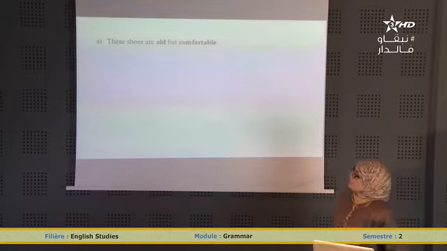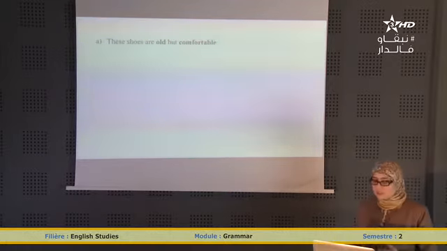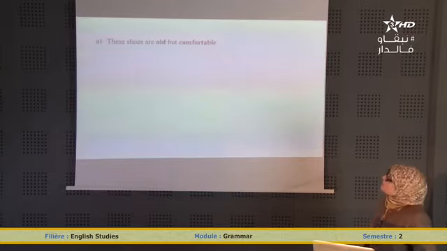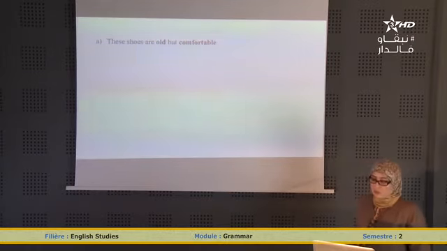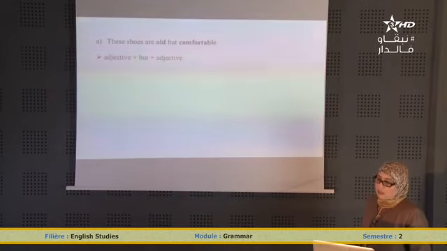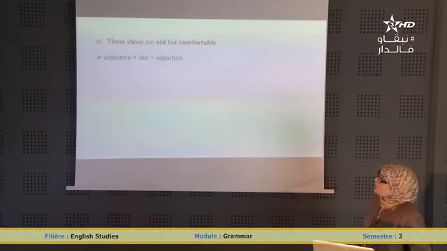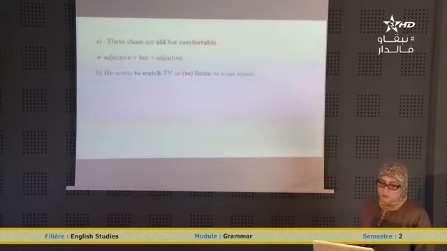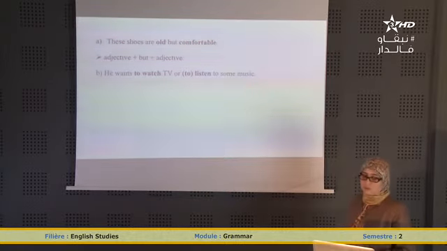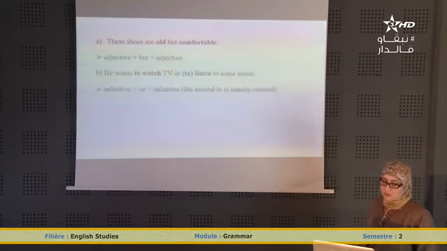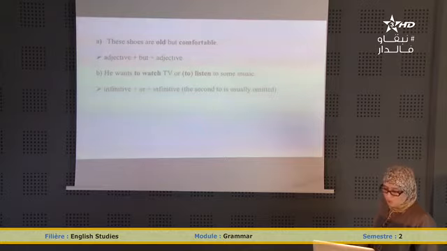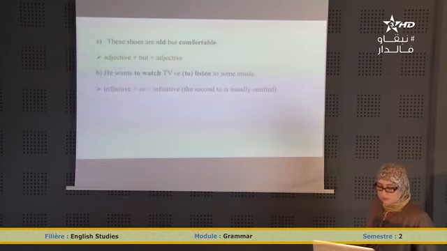Now let's look at another example, but this time the coordinating conjunction is but. These shoes are old but comfortable. As you can see here, but connects two adjectives, old and comfortable. Again, two parallel structures. Look at the following example. He wants to watch TV or listen to some music. Again, the same thing, but or is connecting two infinitives.